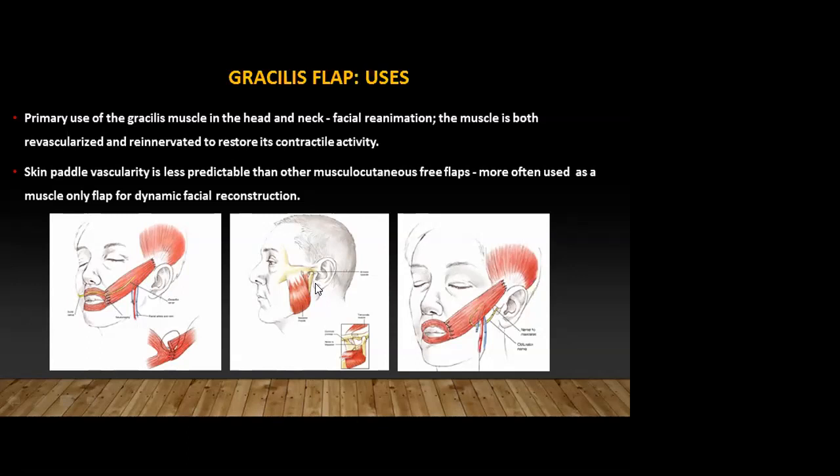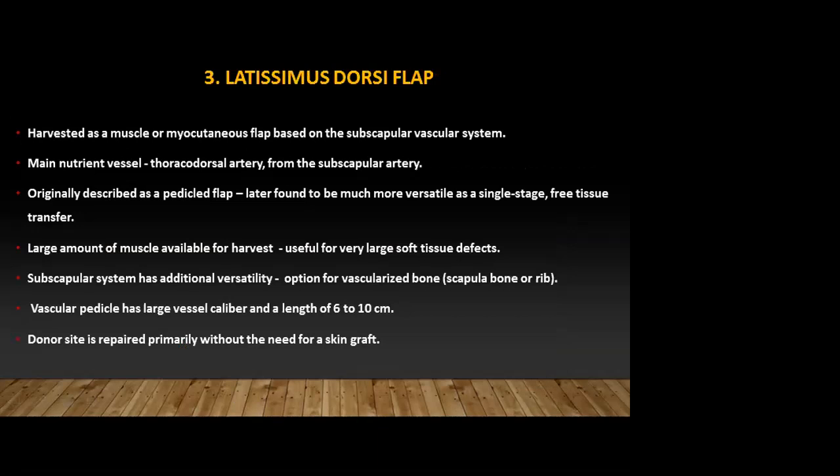The problem with the Gracilis flap is the skin paddle vascularity is less predictable than any other musculocutaneous flap. It is more often used as a muscle-only flap for dynamic facial reconstruction. The last myocutaneous flap is the latissimus dorsi flap, and it is harvested as a muscle or a myocutaneous flap based on the subscapular vascular system. The main nutrient vessel is the thoracodorsal artery. It was originally described as a pedicle flap, later found to be much more versatile as a single stage free tissue transfer.